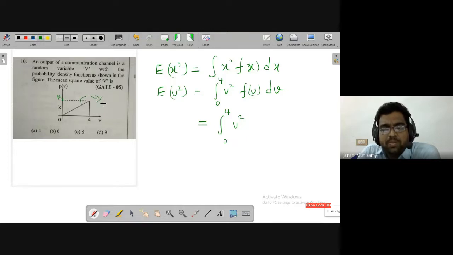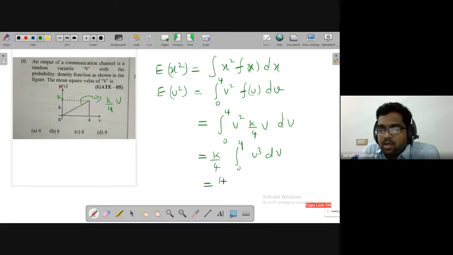Equation of this one, I hope, y equal to mx plus c formula where c is 0. So slope is k by 4. So k by 4 v is the equation of this line, that is k by 4 v dv. Now you take the k by 4 outside, then 0 to 4 v cube dv, k by 4 again. I think we have to calculate k.